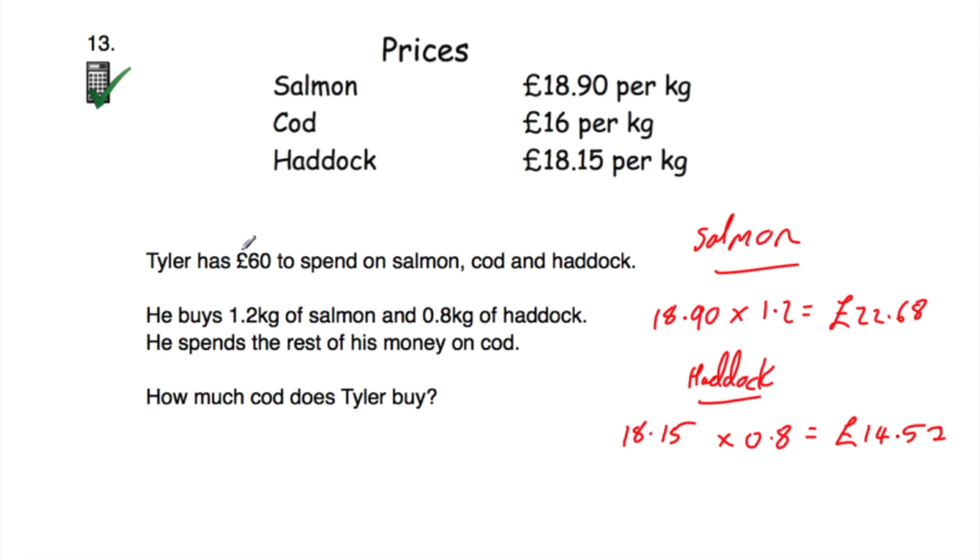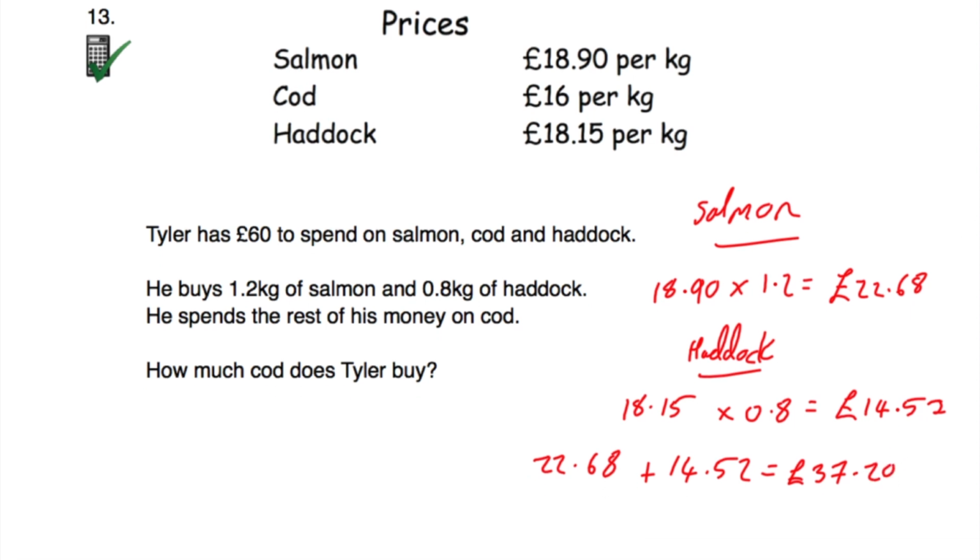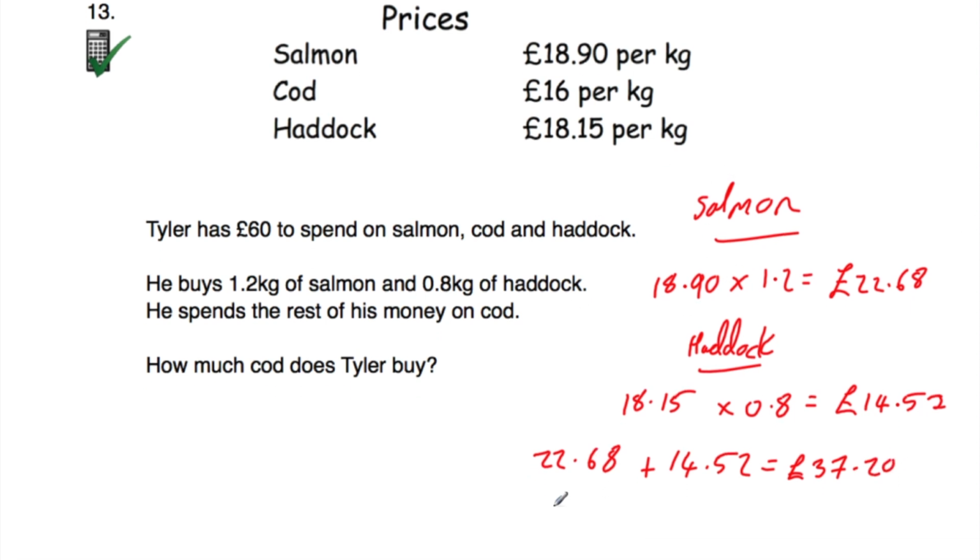Now altogether he had £60. So if we add these two amounts together, that'll tell us how much he spends on the salmon and the haddock, and let's take that away from 60 to see how much money's left for cod. So £22.68 plus £14.52 is equal to £37.20. So that means he spends £37.20 on the salmon and the haddock, and then if we take £60 and we take away the £37.20, that's equal to £22.80. So that means that Tyler spends £22.80 on cod.